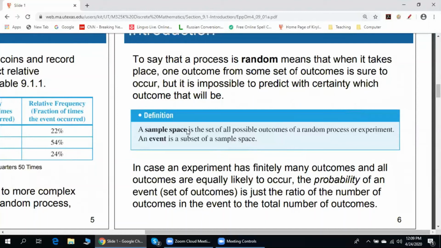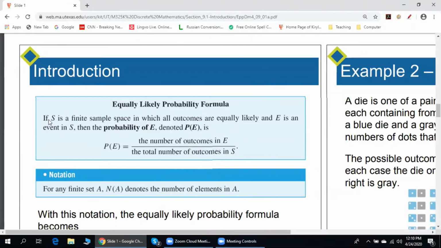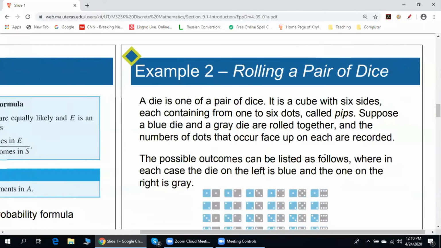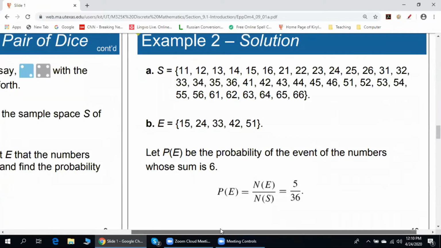A sample space is the set of all possible outcomes of a random process or experiment. An event is a subset of a sample space. If S is a finite sample space in which all outcomes are equally likely and E is an event in S, then the probability of E is the number of outcomes in E over the total number of outcomes in S.